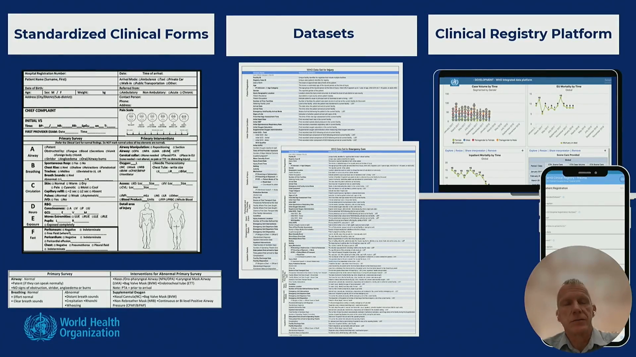So there's 3 parts to our registry platform. The one is standardized clinical forms. The next is the data sets that underpin them. So like the C2D2, data set for injury and the data set for emergency care and the data set for the operative encounter module have been developed through robust processes. And then we have the clinical registry platform.